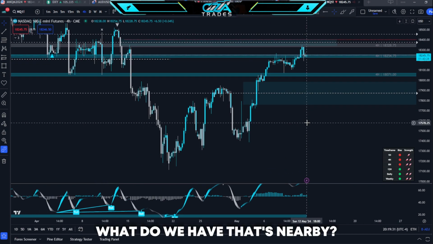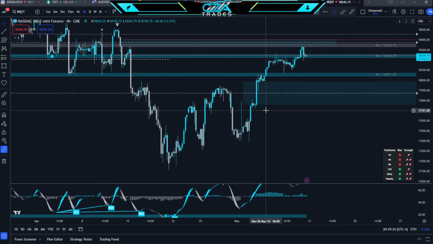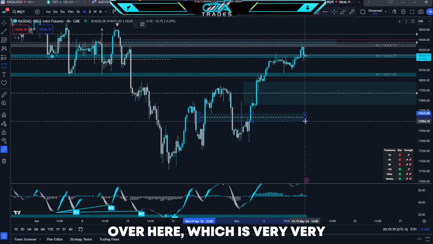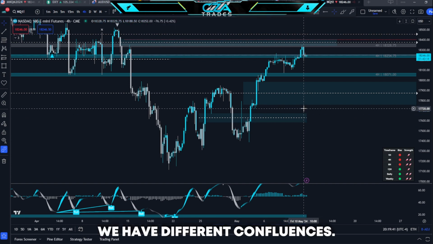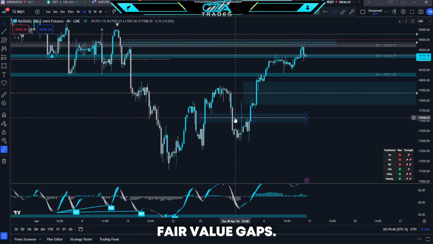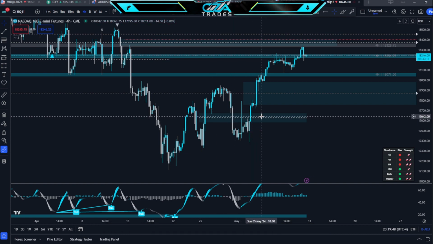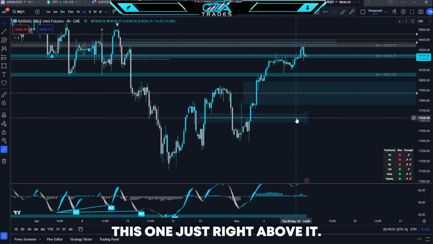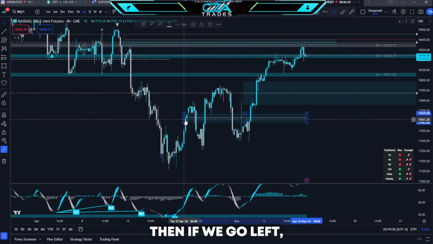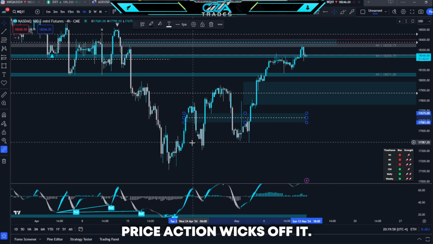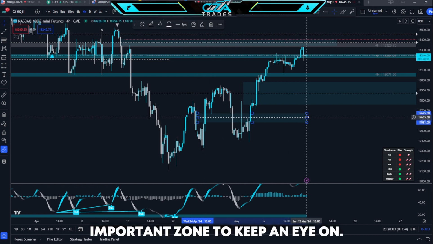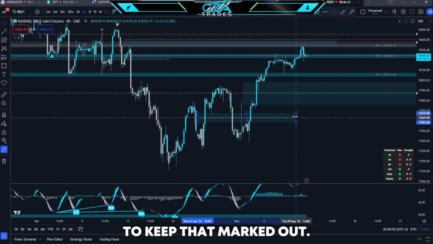On the 4-hour, what do we have that's nearby? Nothing really. We do have this zone right over here, which is very, very interesting. Right, we have different confluences. That 50% mark right there goes through 3 different fair value gaps. This one just right above it. But it looks like a really important zone for us as well. And then if we go left, price action wicks off it. Looks like a really important zone to keep an eye on. Right? So we're going to keep that marked down.